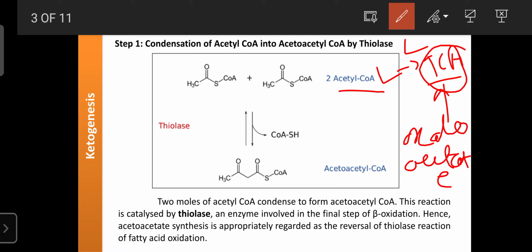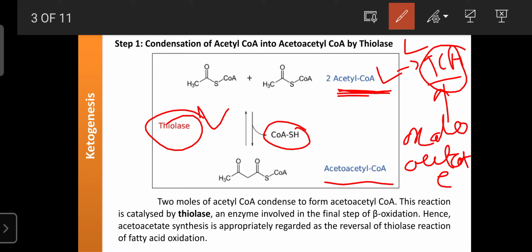In the presence of coenzyme A and thiolase enzyme, two molecules of acetyl CoA are converted into acetoacetyl CoA. So this is the first step of the ketogenesis, where the acetyl CoA molecules condense into acetoacetyl CoA in the presence of the thiolase enzyme. Here the coenzyme A is released from the acetyl CoA.